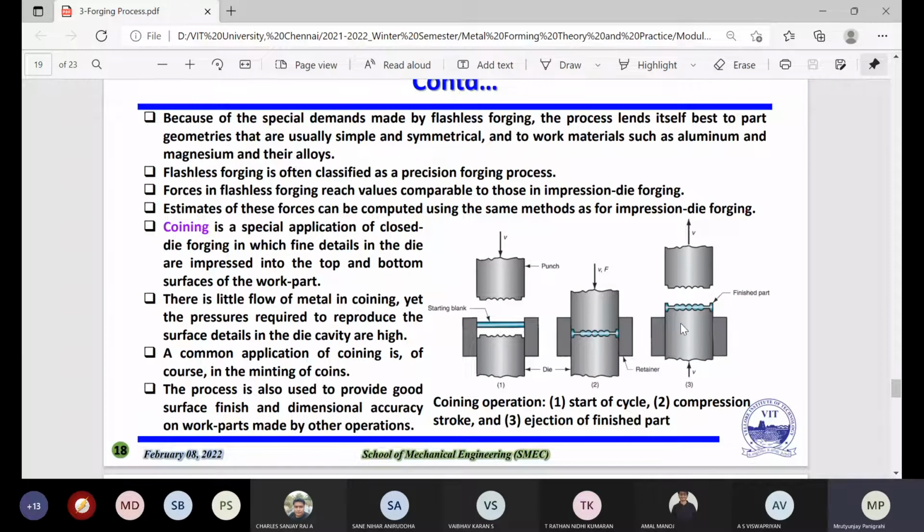Here, this is one important point I mentioned. Because of the special demands made by flashless forging, the process lends itself best to part geometries that are usually simple and symmetrical, and to materials such as aluminum and magnesium and their alloys. I have added magnesium here again. Whenever you have a soft kind of material, your force is different. Please remember again, we are talking about plastic deformation only.